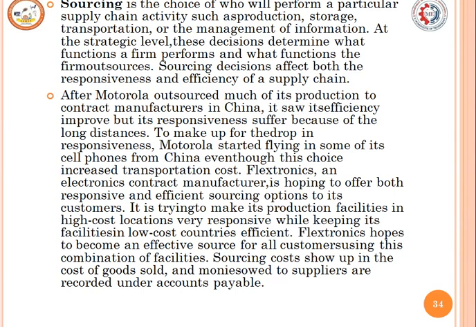Motorola started flying some of its cell phones from China, even though this choice increased the transportation cost. Flextronics, another company, had a sourcing option for its customers. Flextronics hopes to become an effective source for all its customers using this combination of facilities. Sourcing costs show up in the cost of goods sold and are recorded under accounts payable. So like this, sourcing cost is supposed to be recorded.